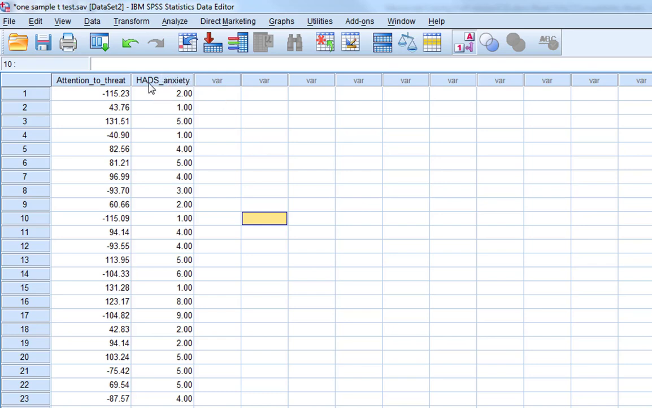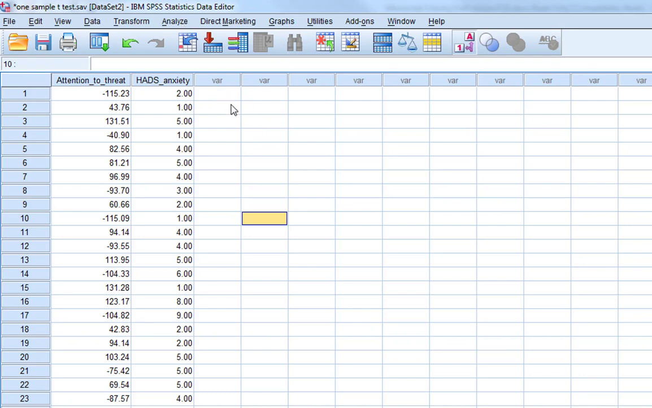The other variable here is simply scores on the anxiety subscale of the Hospital Anxiety and Depression Scale. So what we're interested in is whether individuals in this case are showing a significant attentional bias towards or indeed away from threatening stimuli. And in this case, what we're going to look at is whether they have anxiety scores that are greater than or less than the population norm for female Germans.